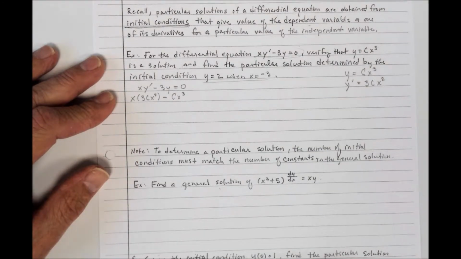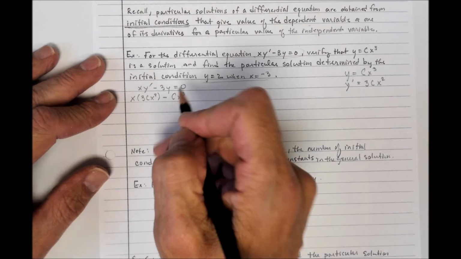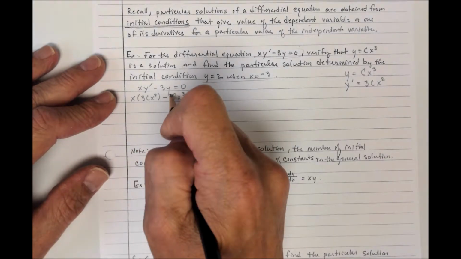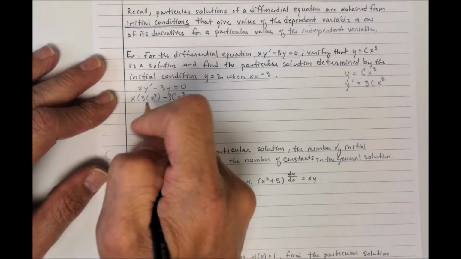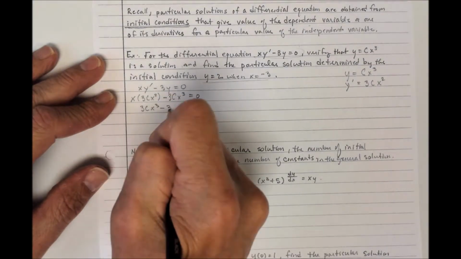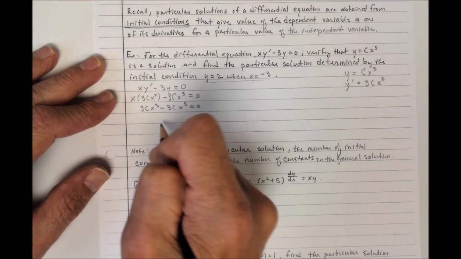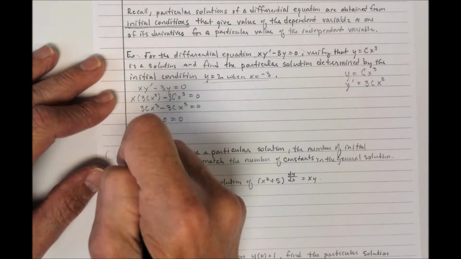Let's see. Does that look right? Oh, I forgot the 3. Son of a gun, I forgot the 3. Be careful. And that equals 0. So that's 3cx cubed minus 3cx cubed. Yeah, that 3 is important. So yes, indeed, it is a solution.